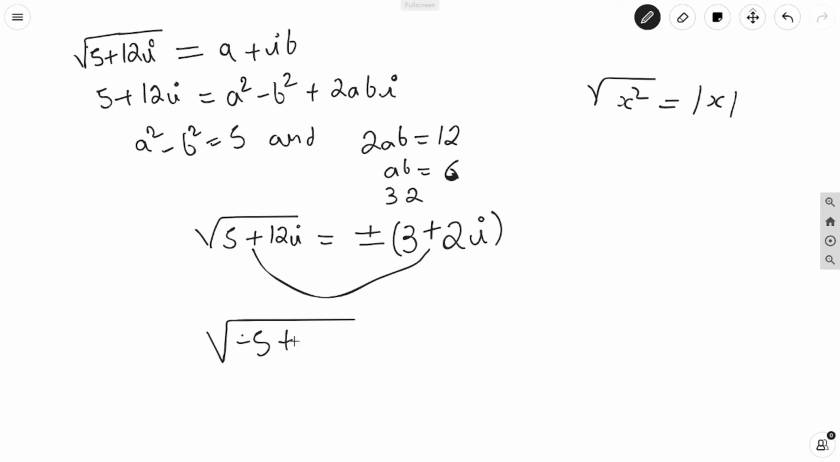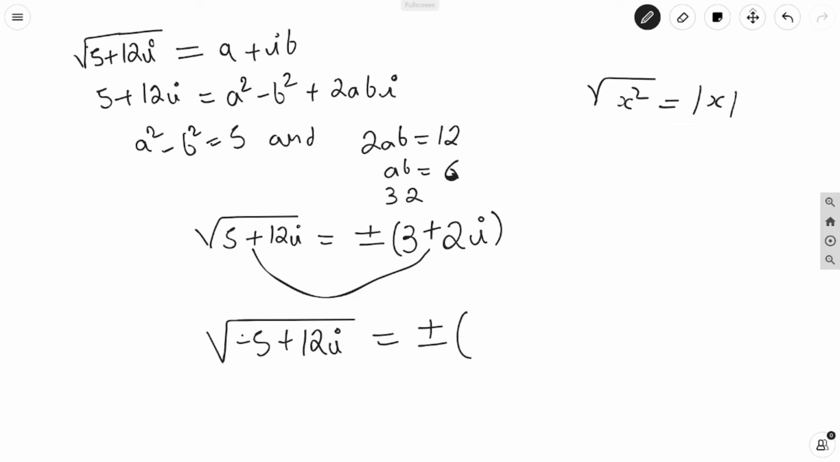Now let us try the same method on another question, like under root minus 5 plus 12 iota. So what will we do? First of all, put a plus minus sign outside the bracket. I already told you the logic behind this.